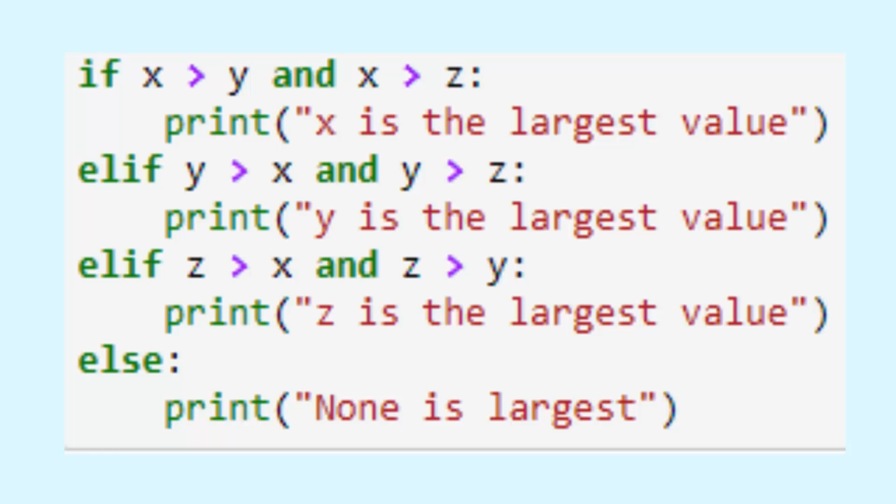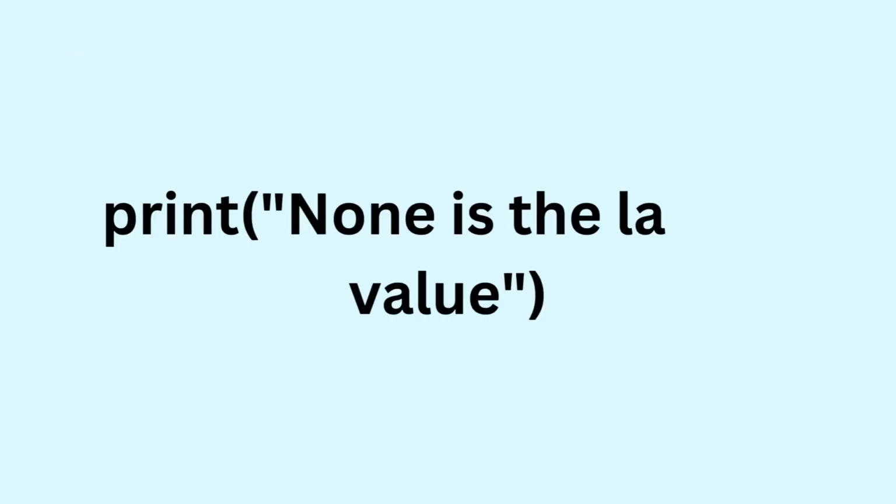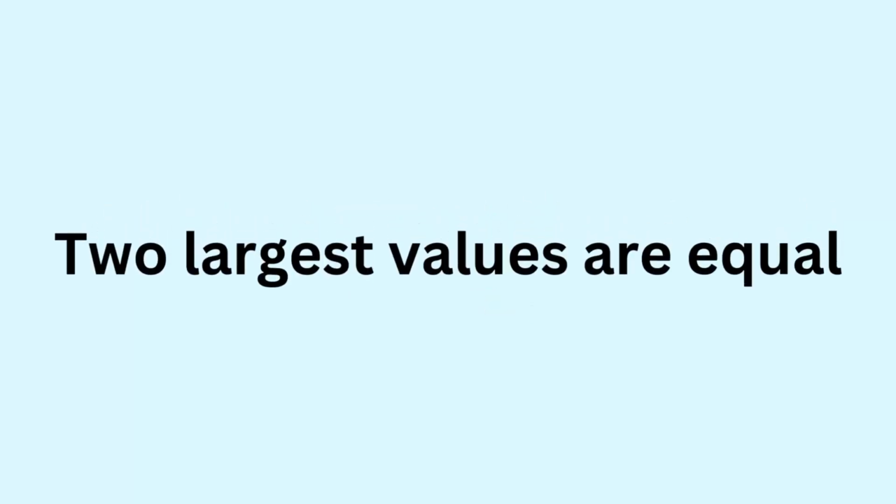If neither x nor y nor even z is determined to be the largest, the else block is executed. This block does not check any further, and therefore it prints "none is the largest value". This also means at least two of the largest values in the variables are equal to each other.